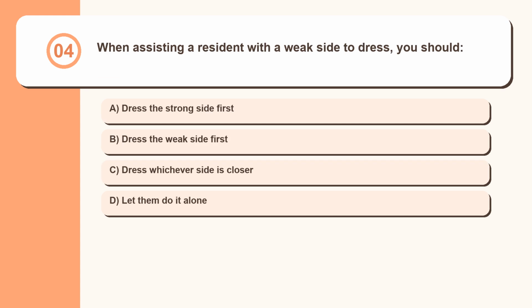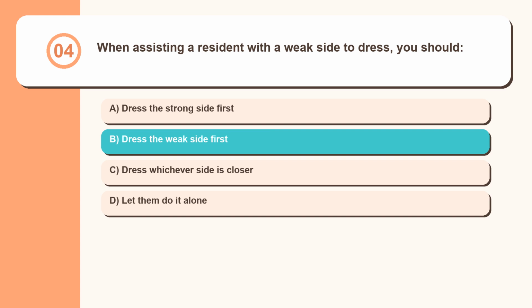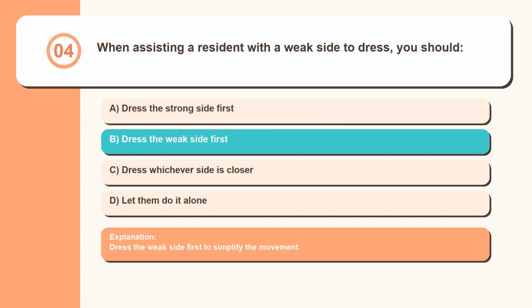Question 4. When assisting a resident with a weak side to dress, you should dress the strong side first, dress the weak side first, dress whichever side is closer, let them do it alone. Dress the weak side first to simplify the movement.